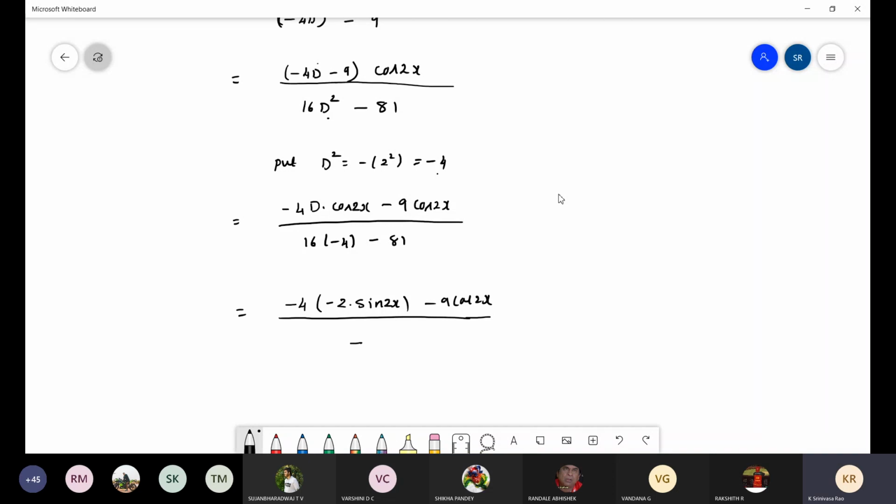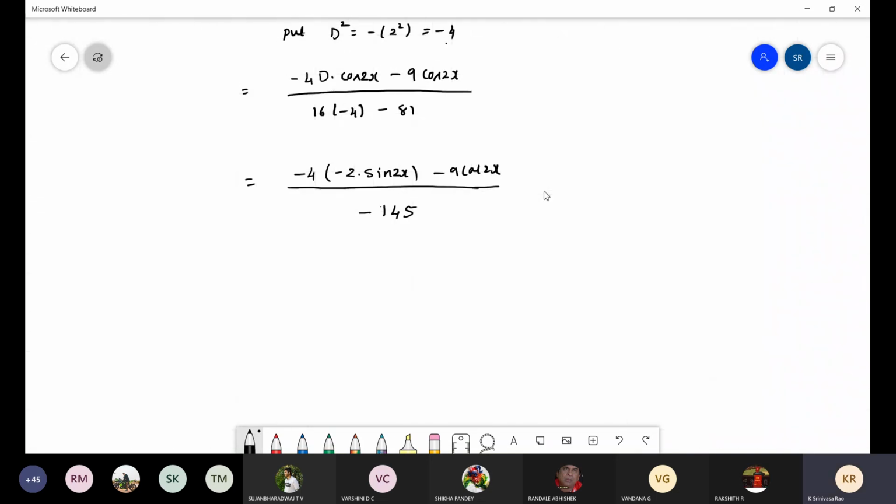Minus 145. Yes, 145. Okay, that's it. And finally simplify the numerator, you will get the answer.